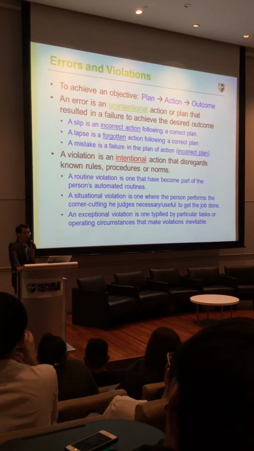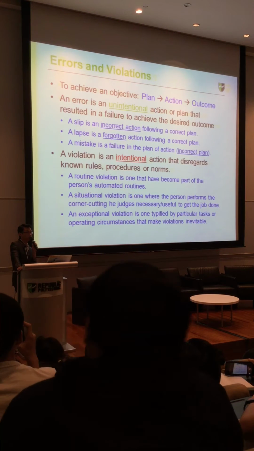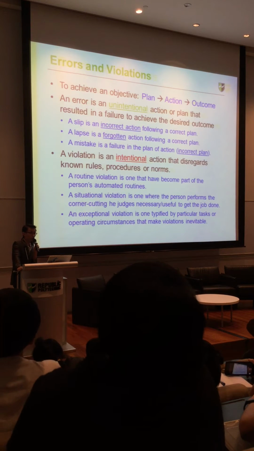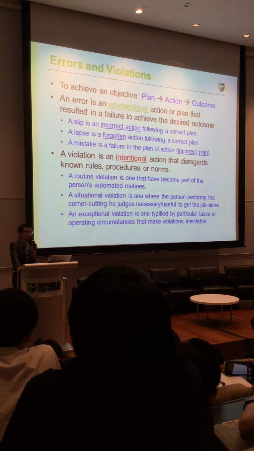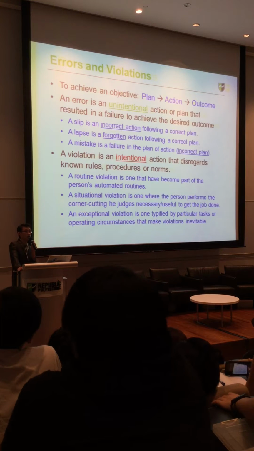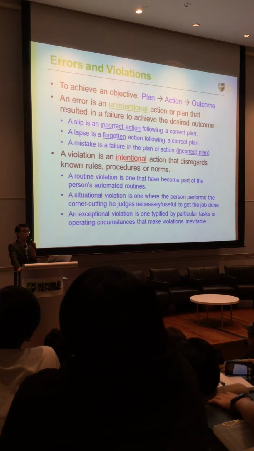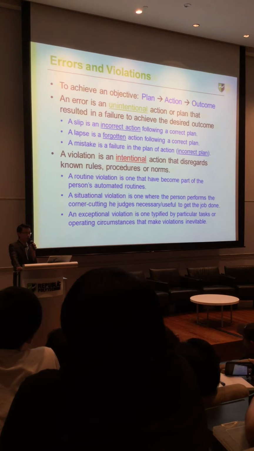Okay, the next chart is one of the most important charts in this topic. It defines the differences between an error and a violation. An error is unintentional. A violation means you know that something is wrong and you still go and do it. Like no smoking on the school campus, and then you still purposely try to smoke in the canteen. You're trying to be a hero, to see whether you can get caught or not. That is a violation.